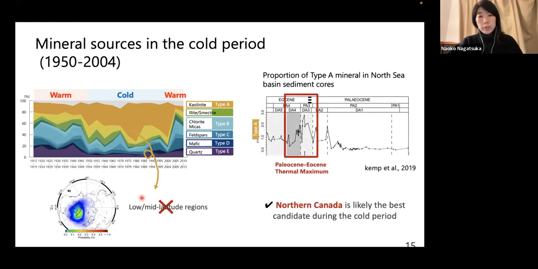According to previous studies, marine sediment from northern Canada contained abundant type A, this orange, likely formed in a past warming event in non-marine environments. Contribution from northern Canada is the second largest in our trajectory analysis, and so we concluded such ancient deposits in northern Canada are likely the best candidate for the ice core dust source during the cold period.